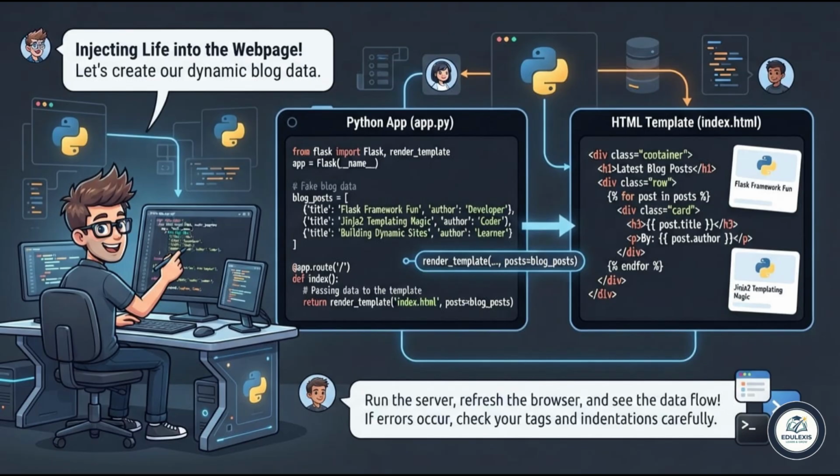When you run your server and refresh the browser, you should see your list of posts rendered perfectly. This is the moment when everything clicks, when you see how your backend data flows seamlessly into your front-end display. If you see any errors, double-check your tag names and indentations. Jinja2 is very sensitive.